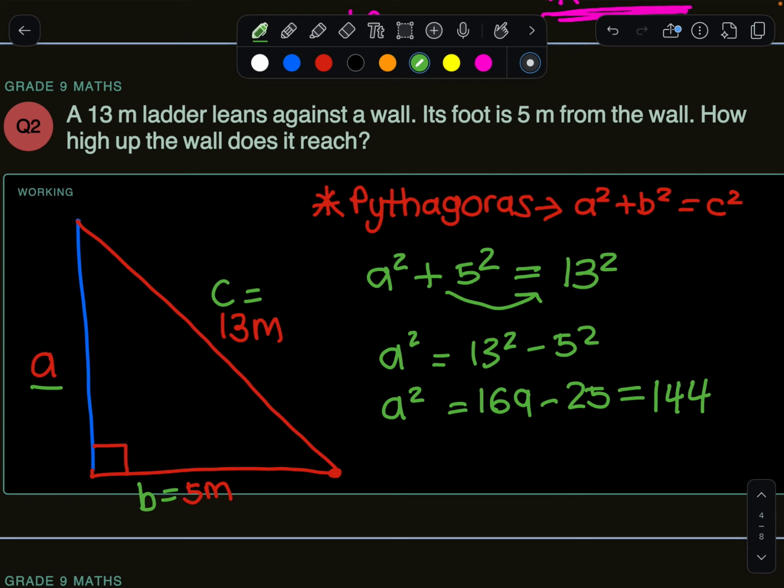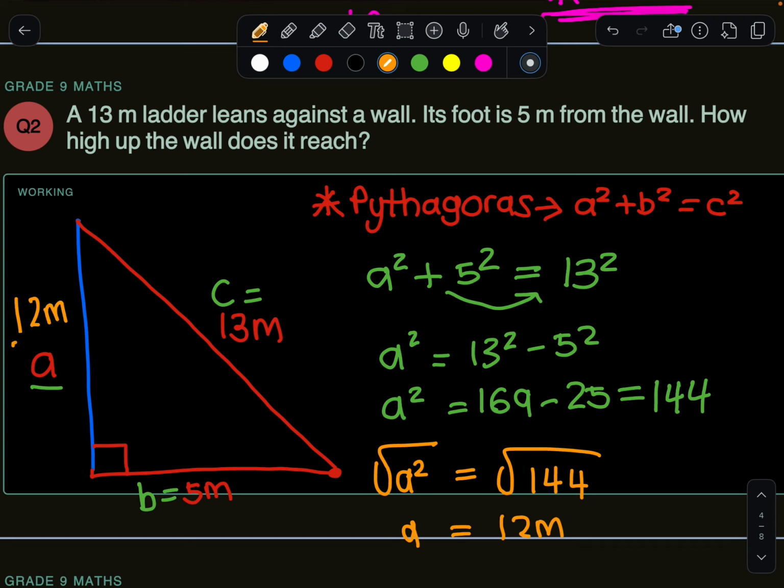Again, we want a, so we're going to square root both sides. So we're going to say the square root of a squared is equal to the square root of 144. So a is going to be 12 meters. Which again, if we put that in there, it makes sense. We have 12 meters, 5 meters, and the longest is the hypotenuse at 13 meters.